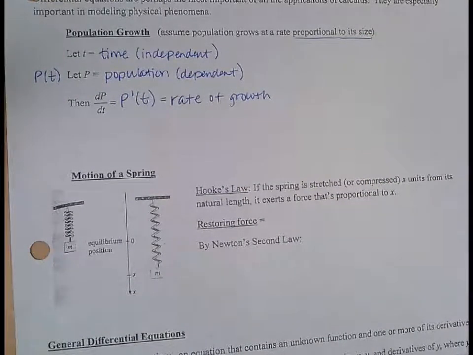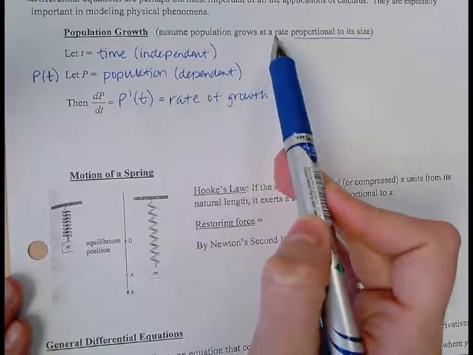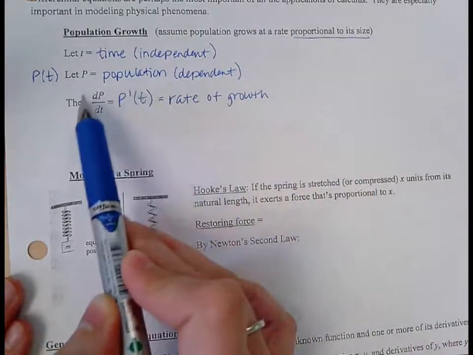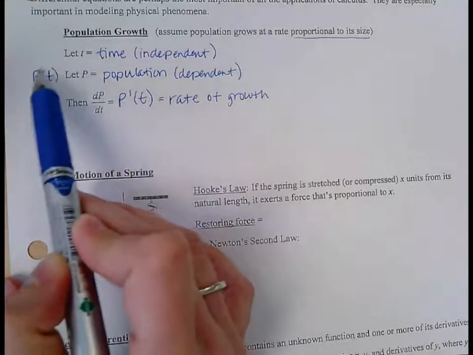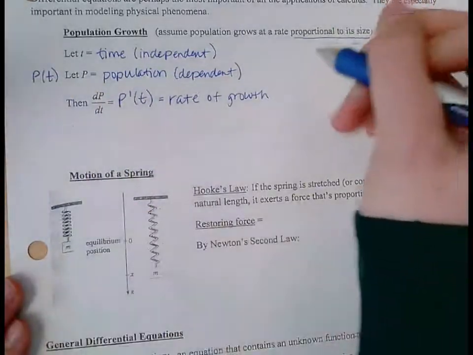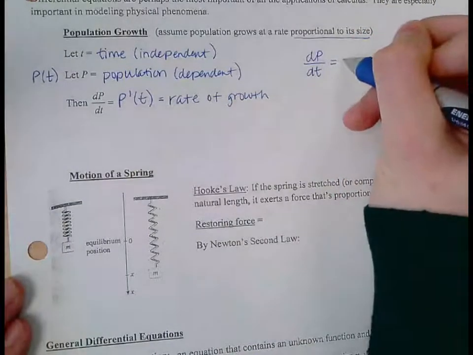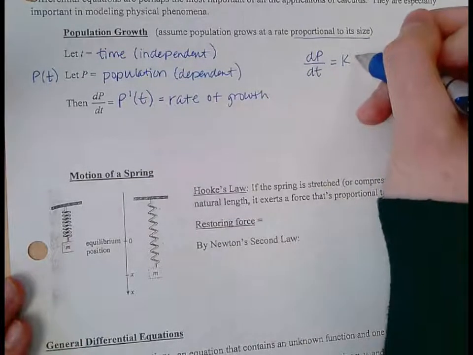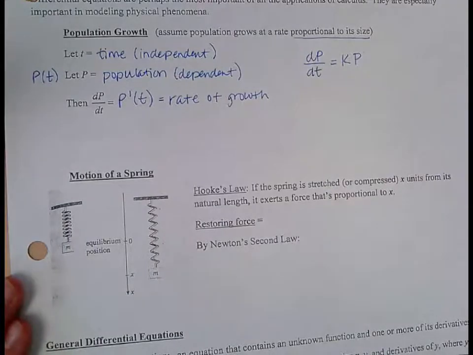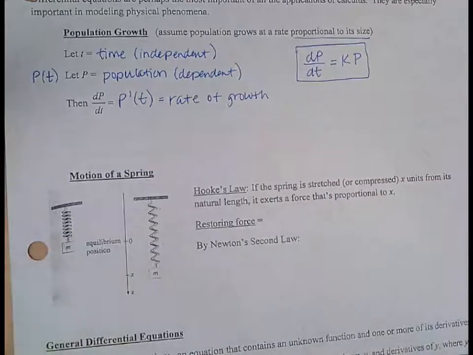Okay, so here's the differential equation that would tie into this example, and it comes from the assumption that population is growing at a rate proportional to its size. So the derivative, dp dt, is proportional to the function p of t. So we can write it like this, dp dt is equal to some constant k times p. And this is considered a differential equation.